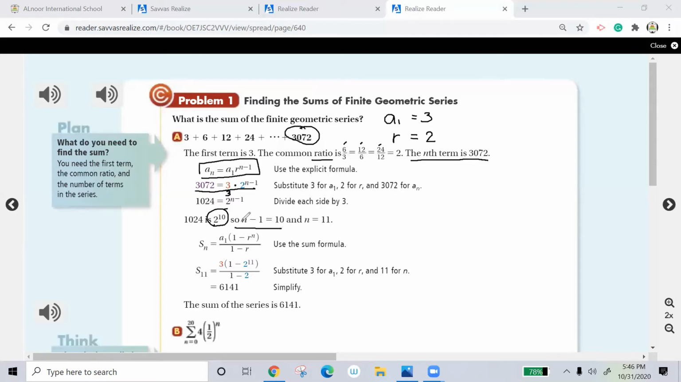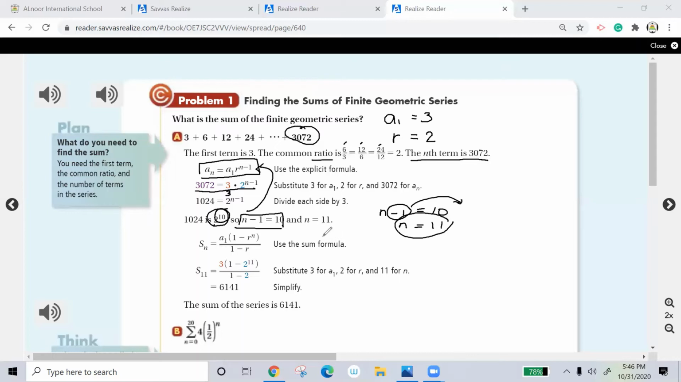From where did we get n minus 1 equals 10? N minus 1 is from our explicit formula, and we will equate it to 10 since our exponent here is 10. N minus 1 equals 10. Now, what is our n? So n minus 1 equals 10. Transfer negative 1 to the other side, and n equals 11.